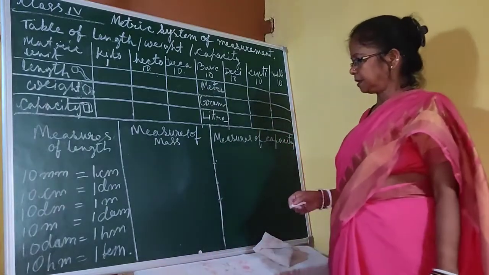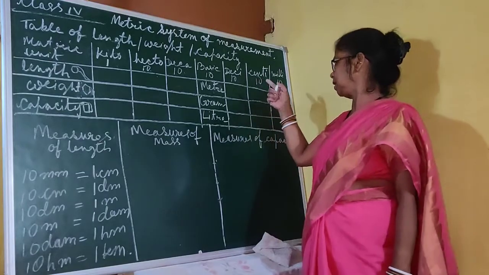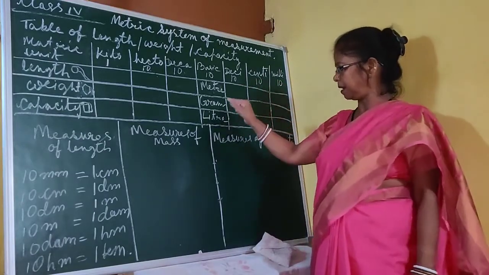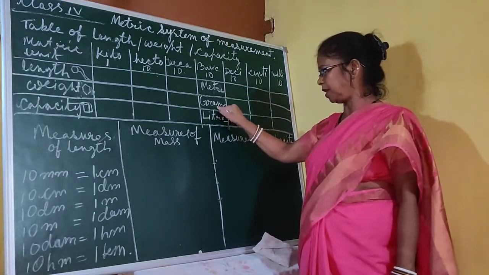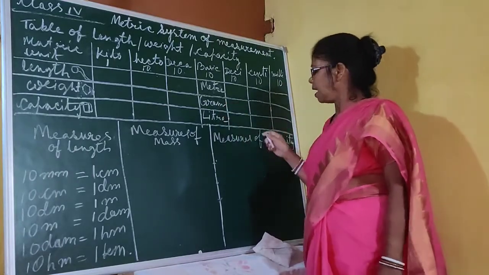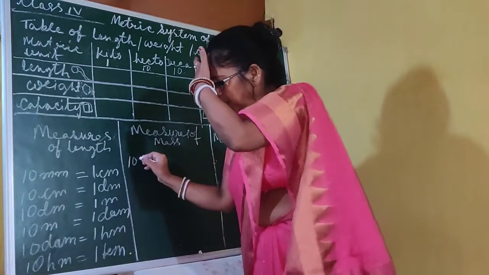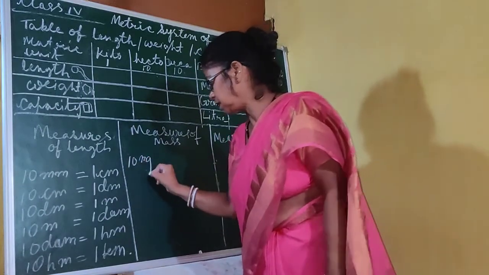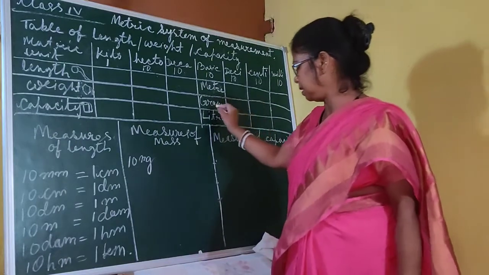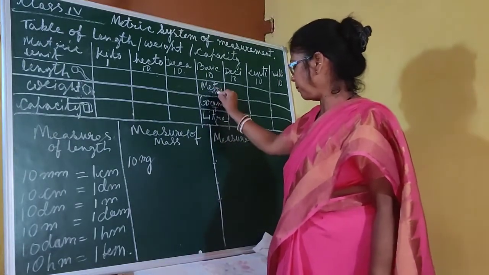Then next, measures of mass, weight. Same, using 10 only. In place of meter I will write only gram, G. Gram short form is G. 10 milligram, milligram means mg. Basic is G. Here is G, here is L, here is M.